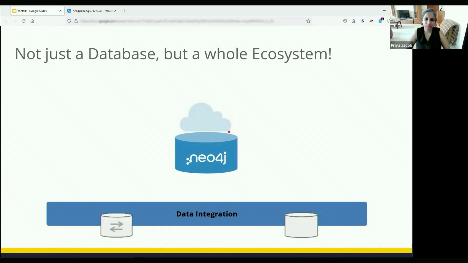We also have integrations with streaming and messaging platforms such as Kafka, which can help you bring data into Neo4j in near real time. And we also have a way to do bulk imports into Neo4j, either using the tool that we provide you with, or you could also write a script to do that in any of your favorite scripting languages that we support.